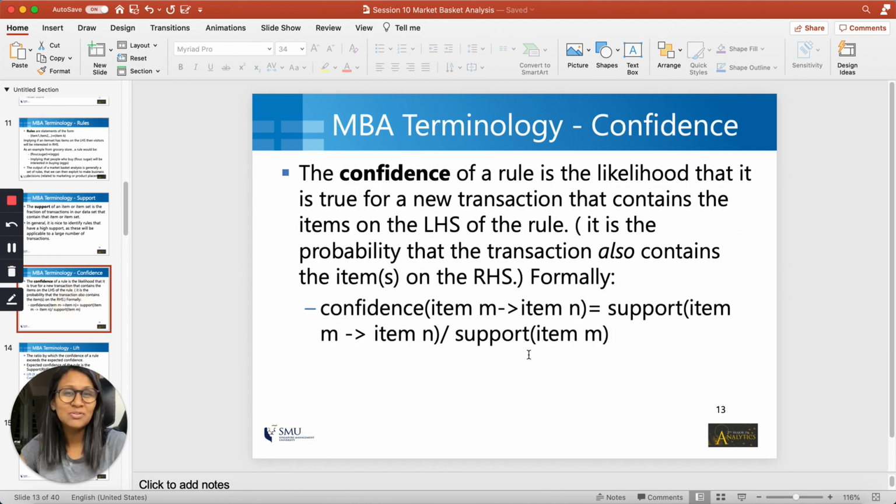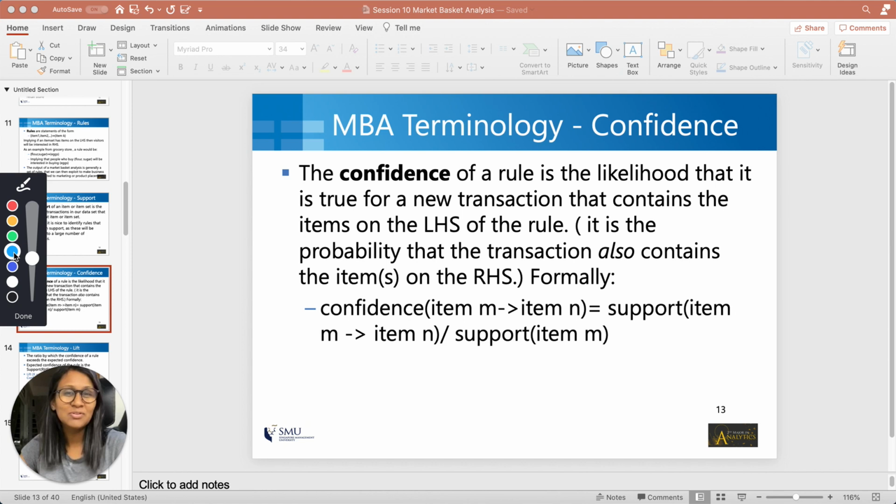Let me go to one more concept in this video, which is the confidence of a rule. So let's pause a bit and let's try to understand that a bit better. What is the meaning of a confidence of a rule? I'm going to first read the definition on this page, and then I will go to the example and explain that to you a bit more. So let's see what's written here. The confidence of a rule is the likelihood that the rule is true for new transactions that contain the items on the left hand side of the rule.